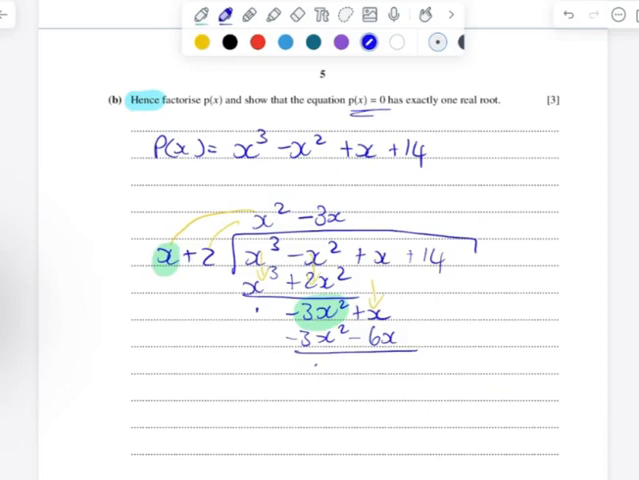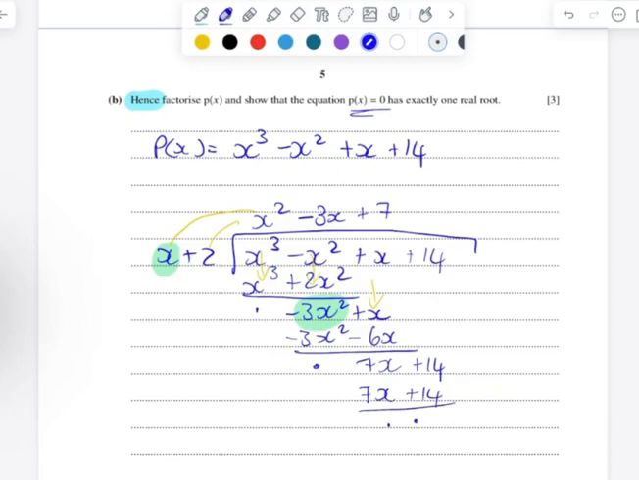Divide, multiply, subtract. So 1 minus minus 6 is 1 plus 6. And then bring down. Okay, then we're dividing again. So in this case, I'm going to have 7. Now I'm multiplying 7x plus 14. That's exactly what we want it to look like, so that there's no remainder. Okay, so 7x plus 14 minus 7x plus 14 gives us no remainder.